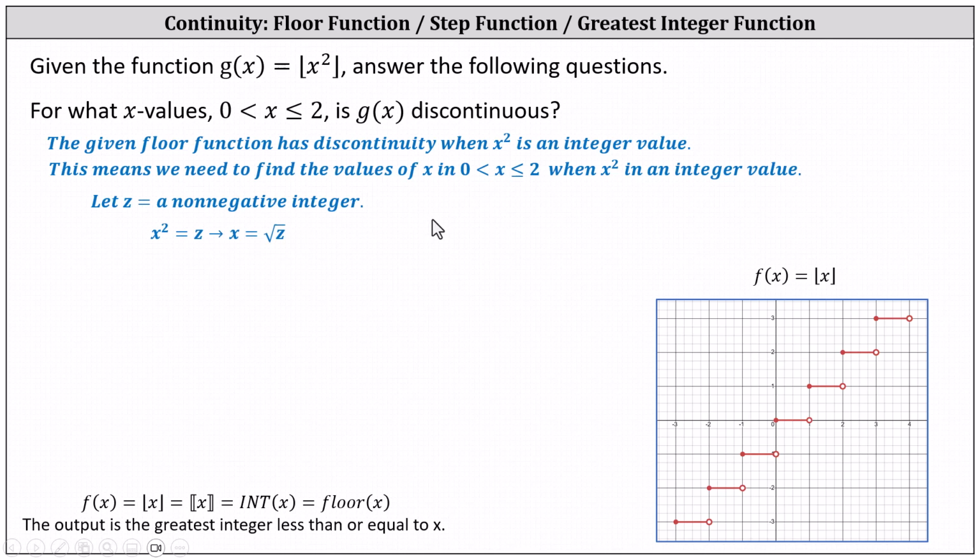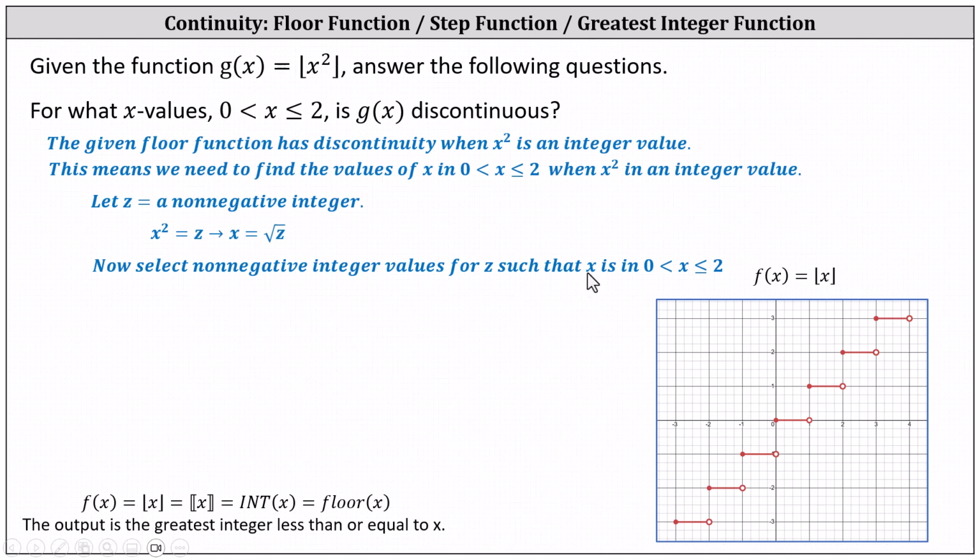For example, let's start with z equals 0. Notice x equals 0 is not in the interval, so if we try z equals 0, we get x equals 0, but this is not going to be one of our solutions because we're looking for x values greater than 0 and less than or equal to 2. So we'll go ahead and eliminate this as a solution, and now we'll try the next non-negative integer for z, which would be z equals 1, which gives us x equals 1, which is in the interval and will be one of our solutions.